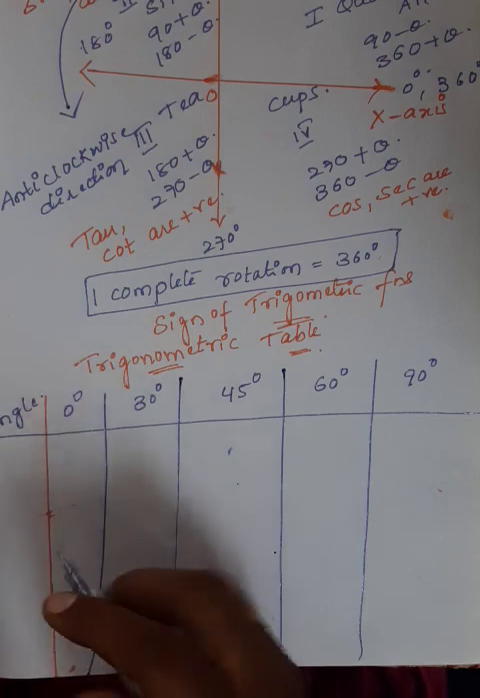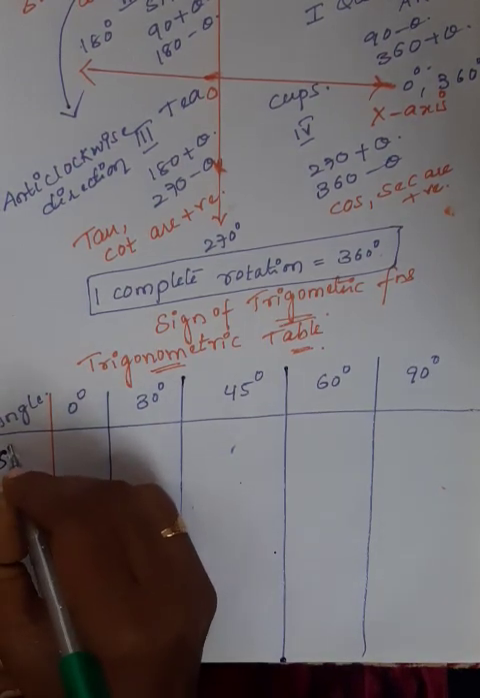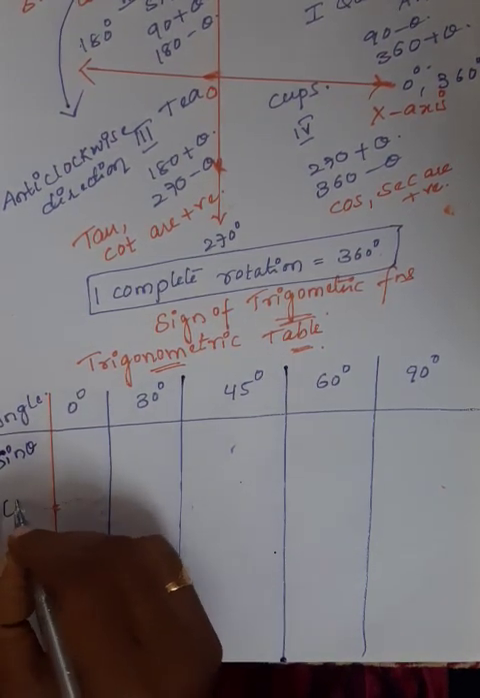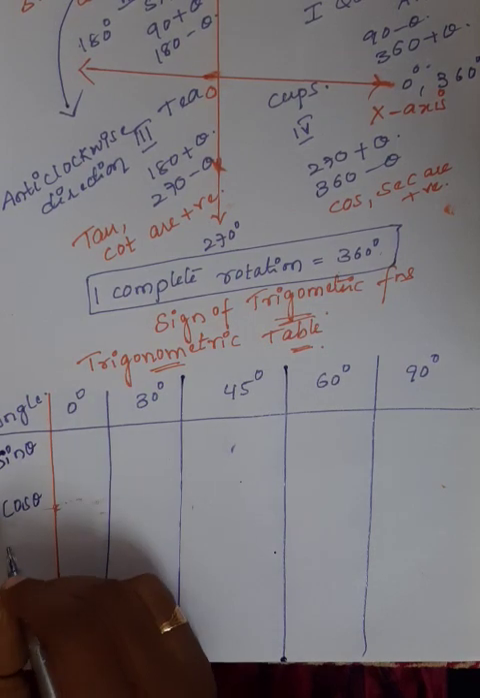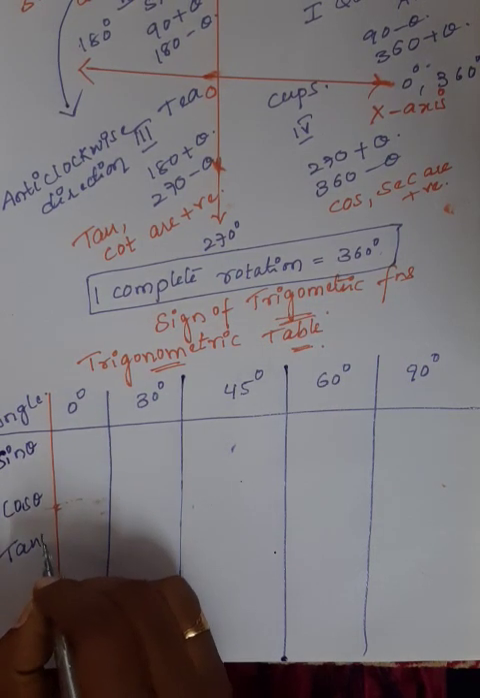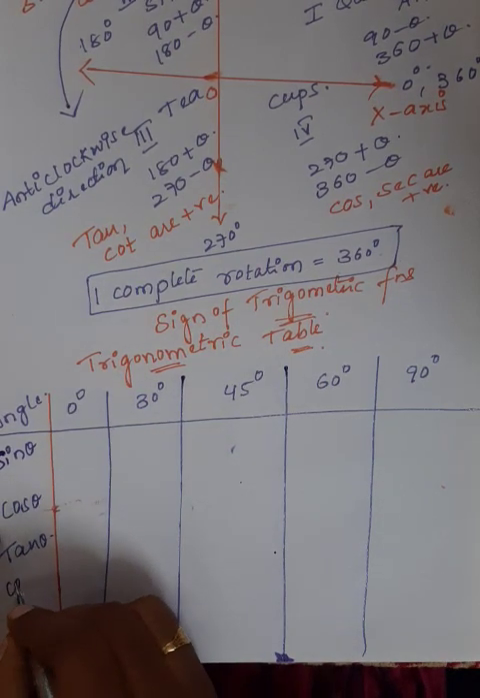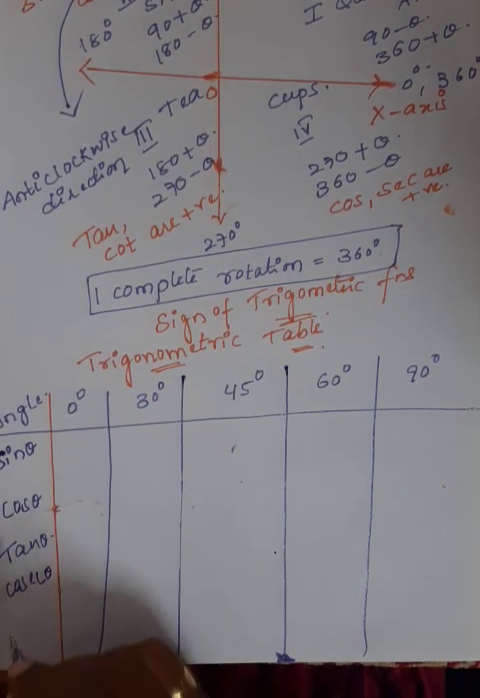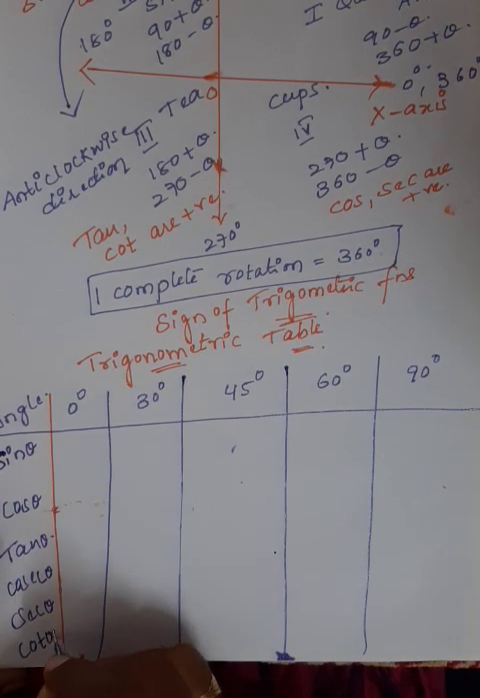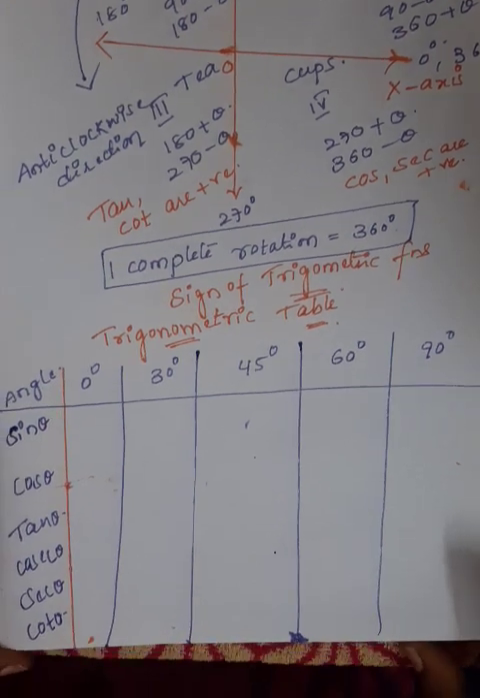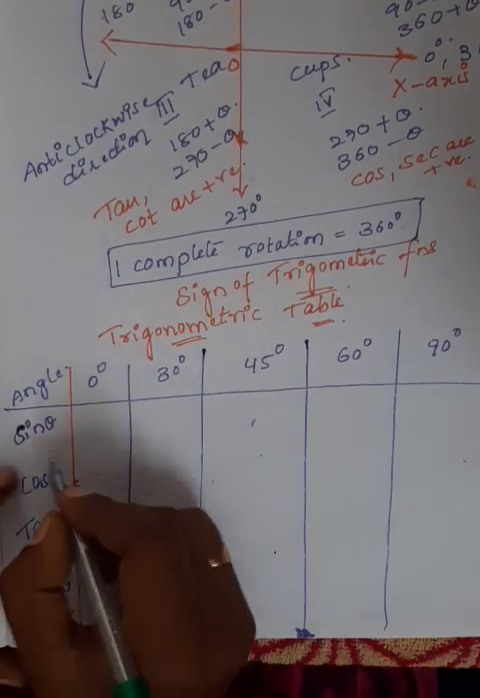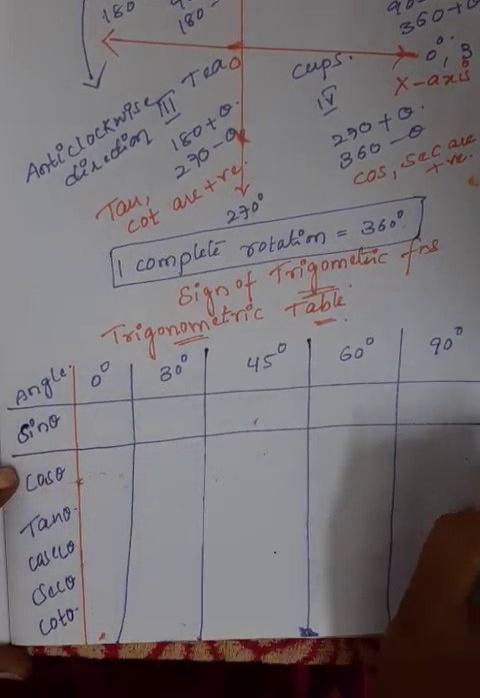So in this you have to write sin theta, cos theta, tan theta. Then next comes the reciprocals of sin, cosec theta, sec theta, cot theta. So like this you have to write. Then you have to draw one line.